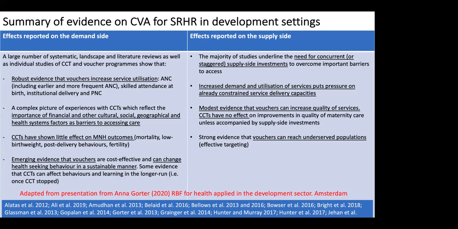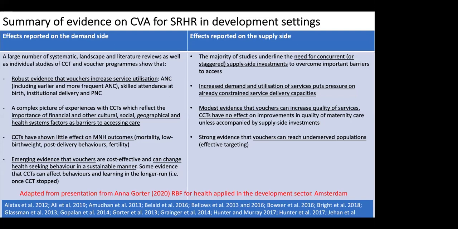It is also important to realize that while cash and voucher assistance can reduce financial barriers, there are many other types of barriers: cultural, social, geographic, health systems factors that also play a role, and as such need to be taken into consideration. Just by providing cash or vouchers, the situation will not improve automatically.